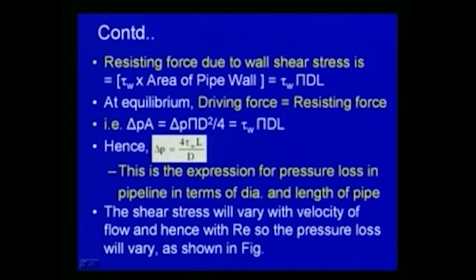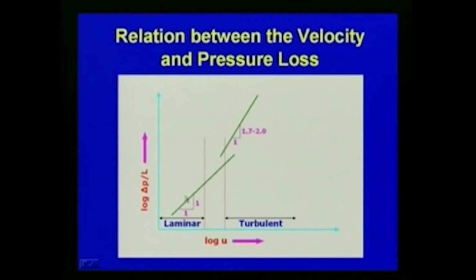So, the shear stress will vary with the velocity of flow and hence with respect to the Reynolds number. So, that we can see that the shear stress varies with the pressure loss. Depending upon whether it is laminar or turbulent, you can plot this like this. This gives the relationship between the velocity and pressure loss. So, if you plot the logarithm of delta P by L on the y axis and the logarithm of velocity on the x axis, you can see that as far as the laminar flow is concerned, it will give a line like this, and for turbulent flow it will go like this. So, this gives the relation between the velocity and the pressure loss.